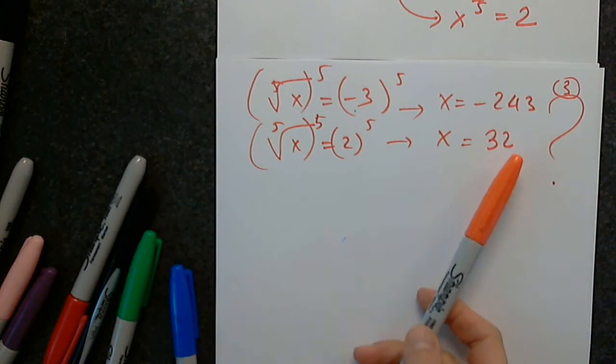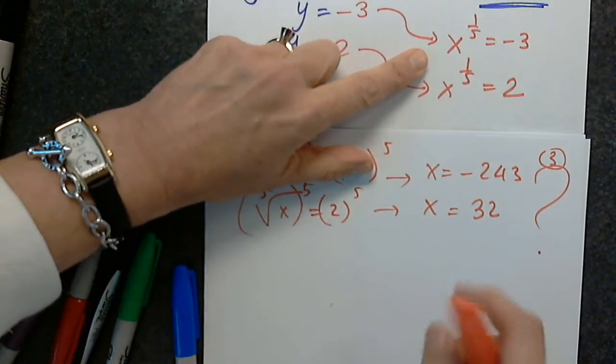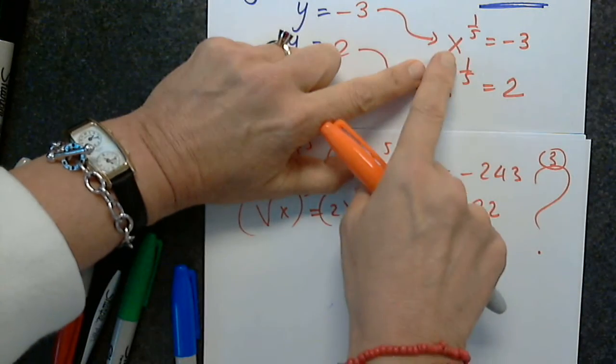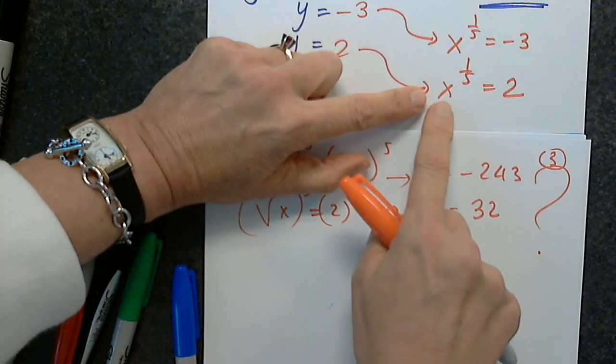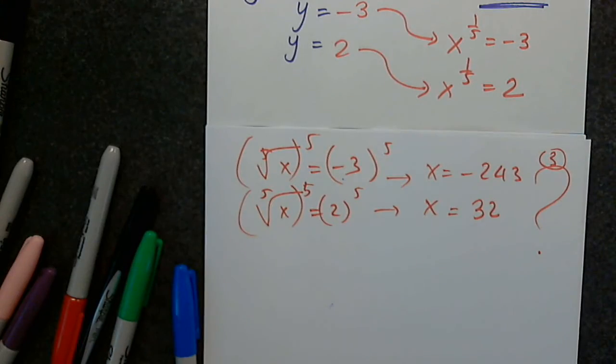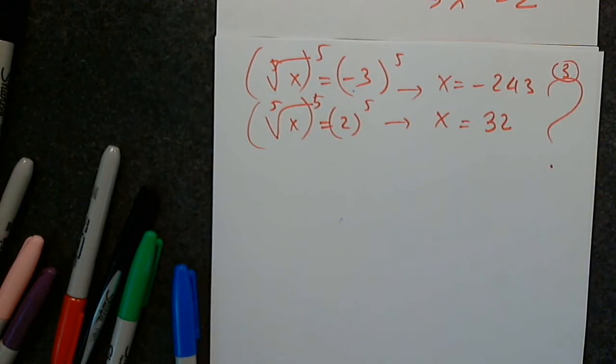So I have to check, but it's not a problem. I know that this would be correct. The fifth root of negative 243 is negative 3. The fifth root of 32 is 2. So both solutions work. Very good. Well done. Any questions for me?